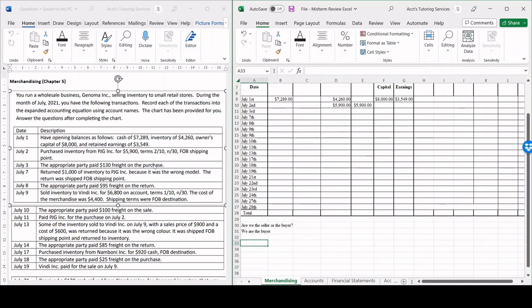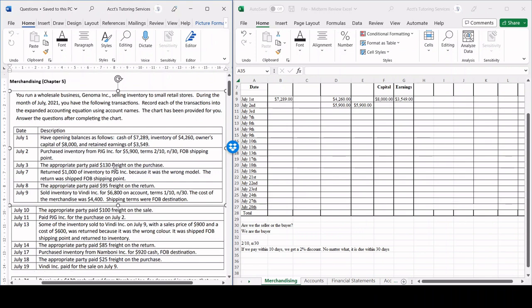Now, when we talk about the terms, 2/10, n/30 simply means that if we pay within 10 days, we get a 2% discount. No matter what, it is due within 30 days. So in 2/10, n/30, the 10 means 10 days, the 2 means 2%, and n means net, 30 means 30 days. So if we pay by July 12th, we get a 2% discount. The way I calculated that was I took July 2nd and added 10 days to it. That's July 12th.